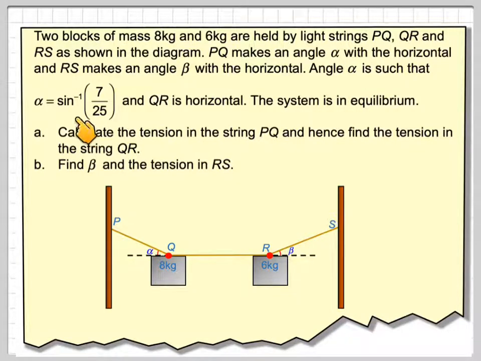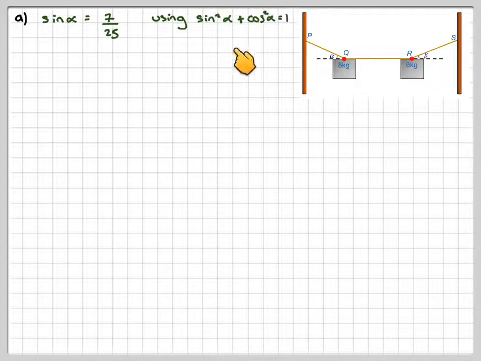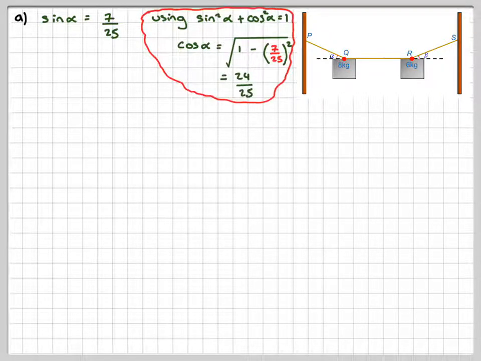Okay, if alpha is sine to the minus 1 of 7/25, that means that sine alpha is 7/25. And then if we use sine squared alpha plus cos squared alpha is equal to 1, then cos alpha will be the square root of 1 minus 7/25 squared, which is 24/25. Or you realise straight away that this is a 7, 24, 25 Pythagorean triple.